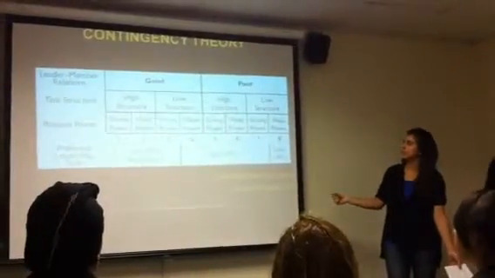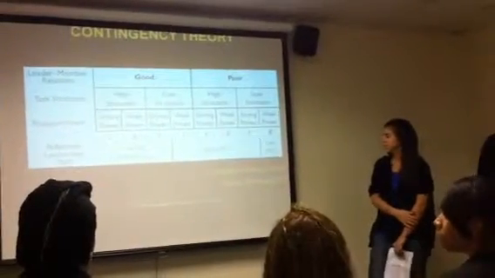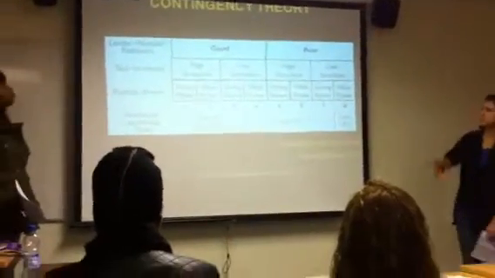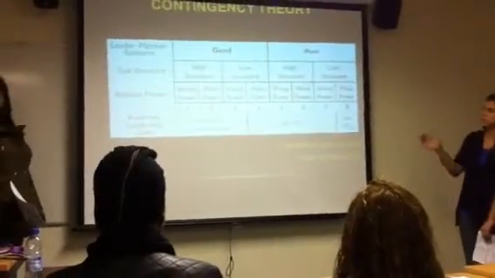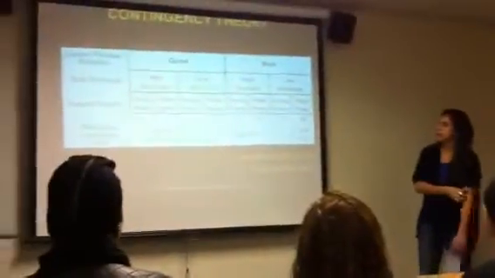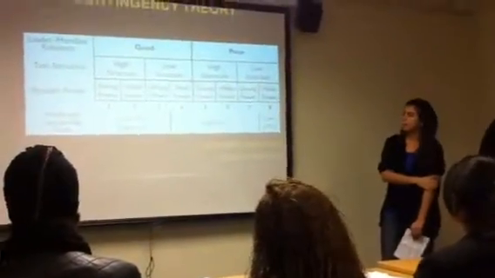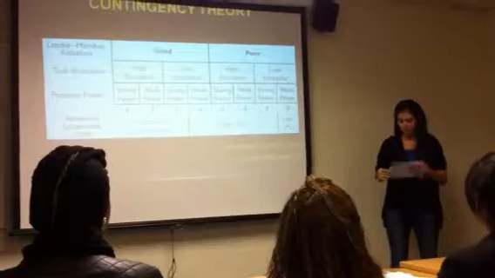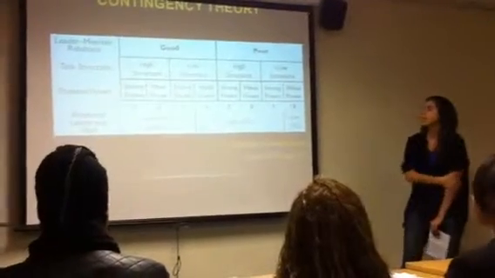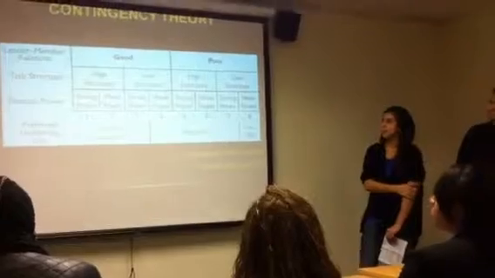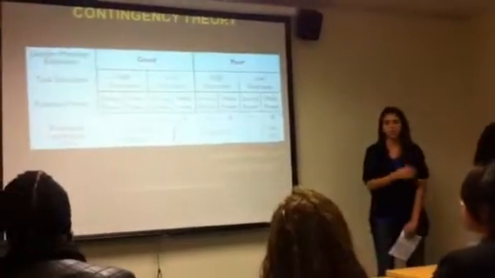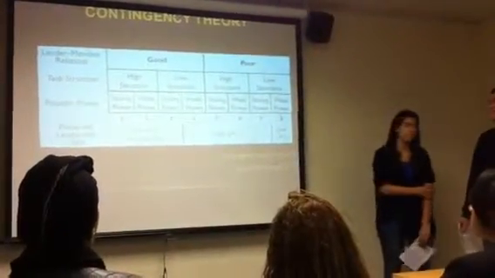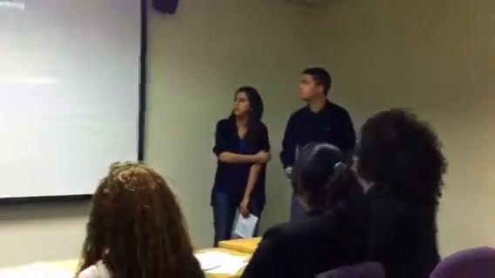And here we show the table made by Fiedler, which explains how you evaluate a leader. He is good on leader-member relations, the task structure, and the position power. It means that Serena has a low LPC. LPC means least preferred co-worker, and she has a low one. It means she is task motivated. And now I'm going to pass to Paul, who's presenting transformational theory.